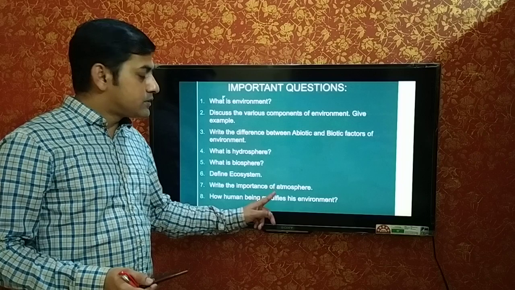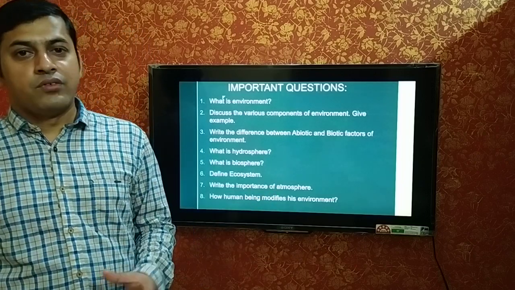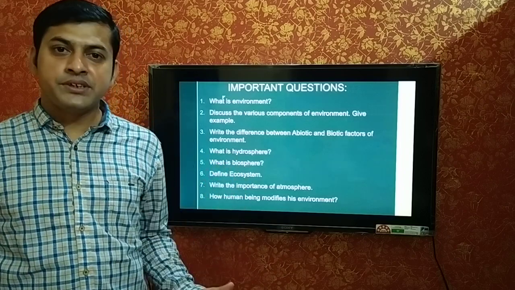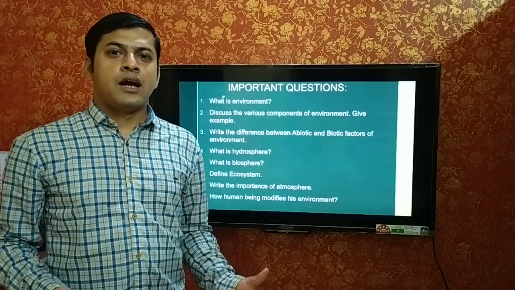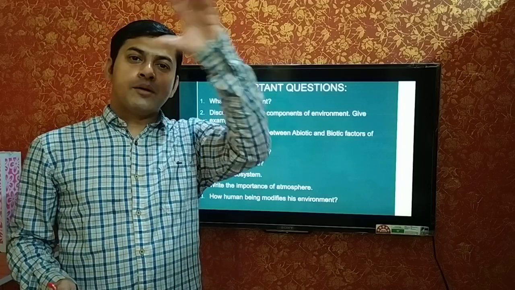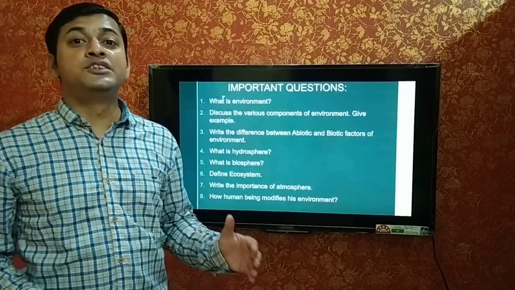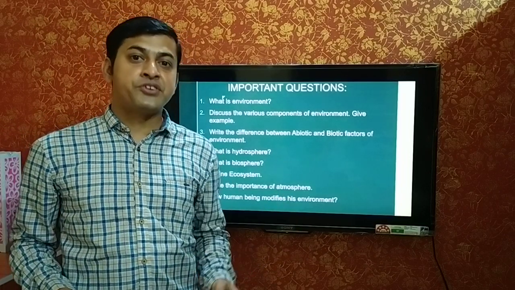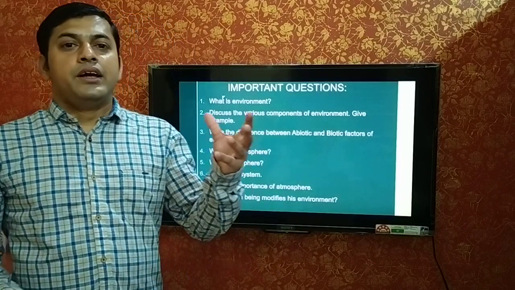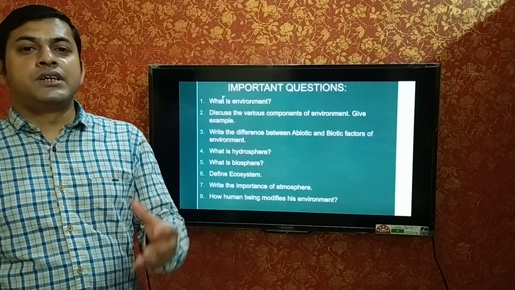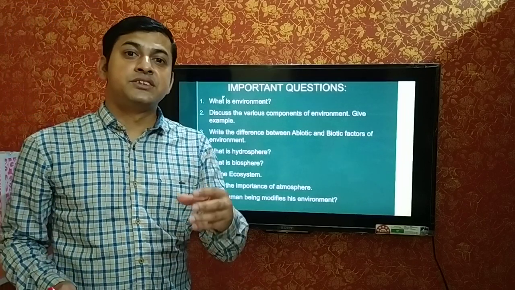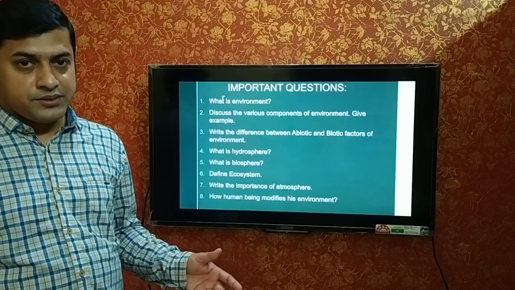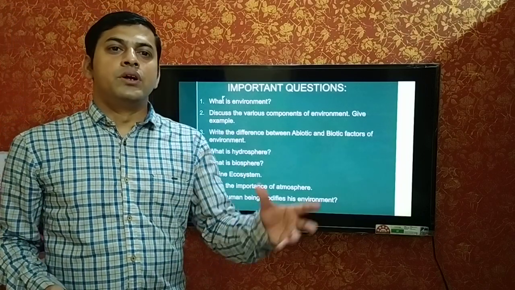Write the importance of the atmosphere. We have discussed what the atmosphere is and its importance. The atmosphere covers our earth like a blanket, and it protects us from harmful rays of the sun, mainly the ultraviolet rays. It also contains several types of gases, as well as water vapor and dust particles, and several weather phenomena occur in this atmosphere.